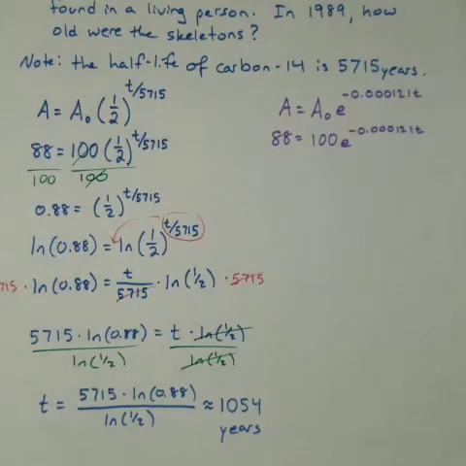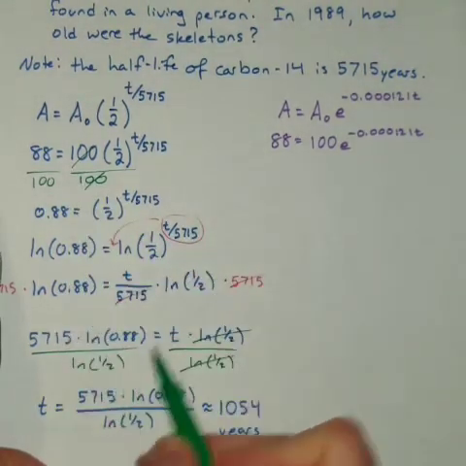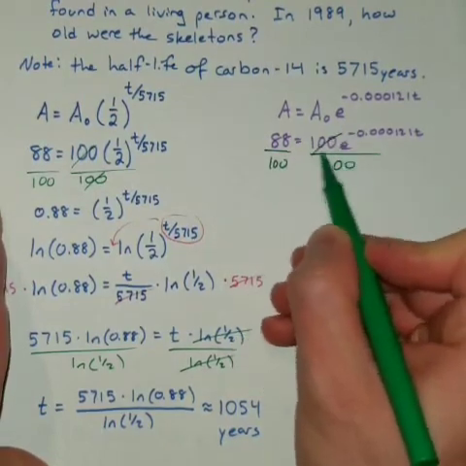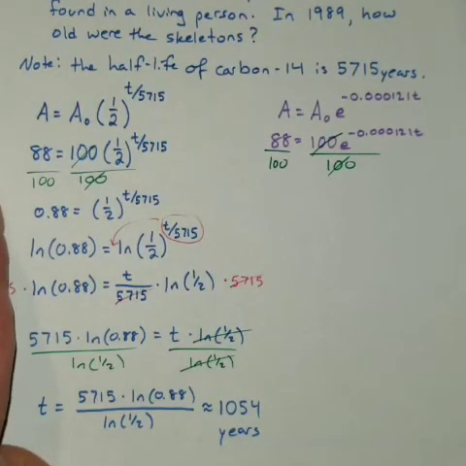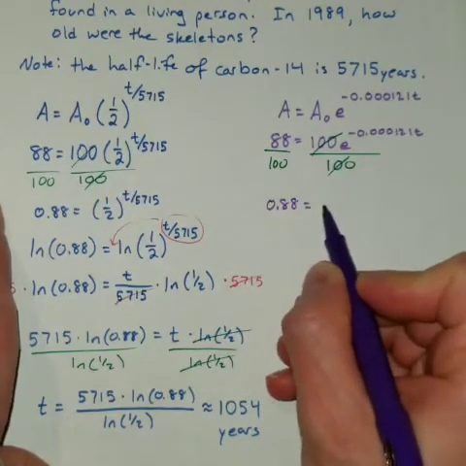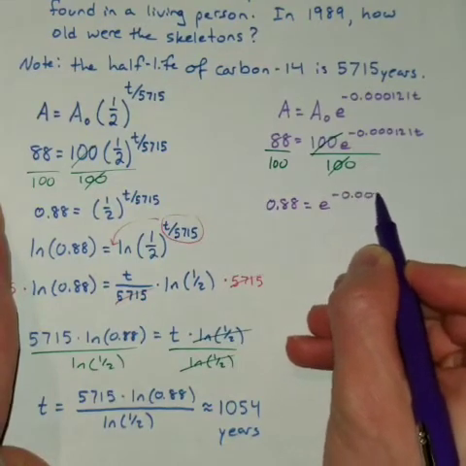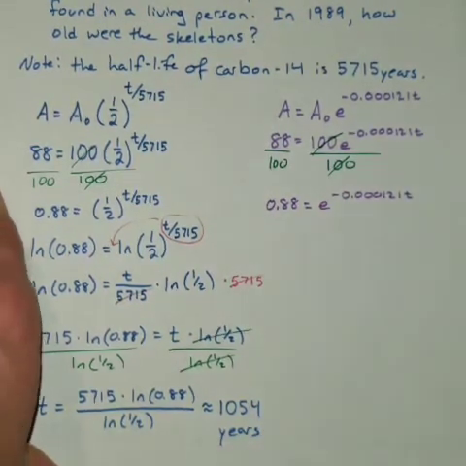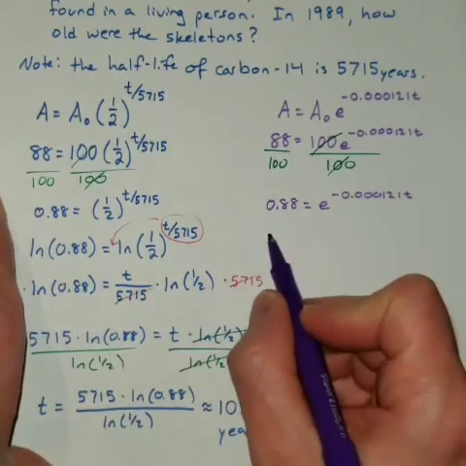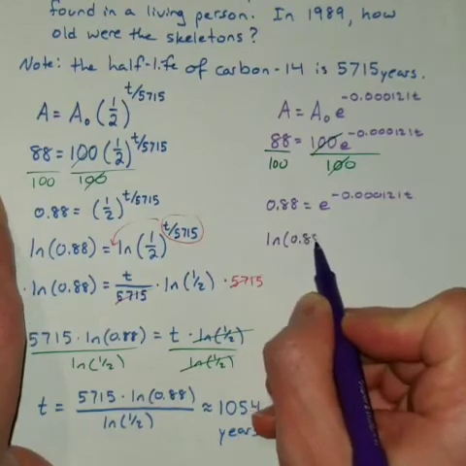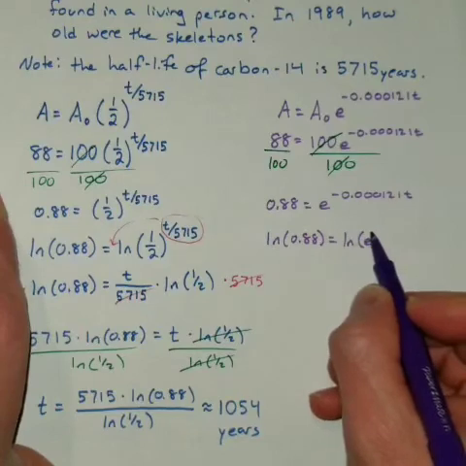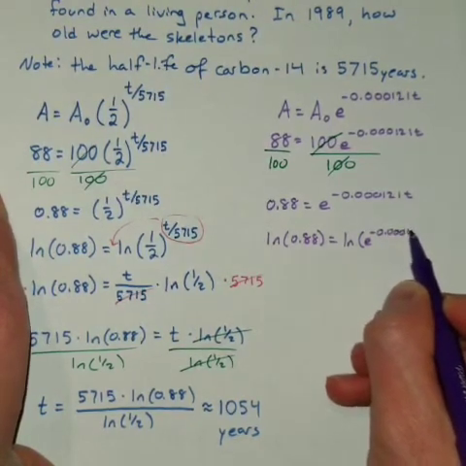Alright, so at this point I would, again, following the same steps basically, divide out the 100. They cancel on the right. And I end up with 0.88 equals e to the negative 0.000121 t. Just like before, I'm going to apply a natural log to both sides, so it's natural log of 0.88 equals natural log of e to the minus 0.000121 t.